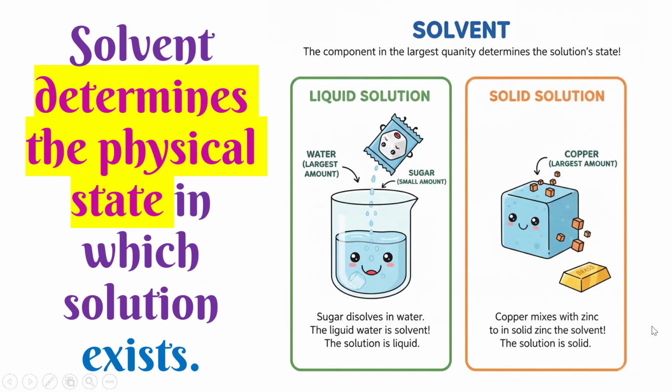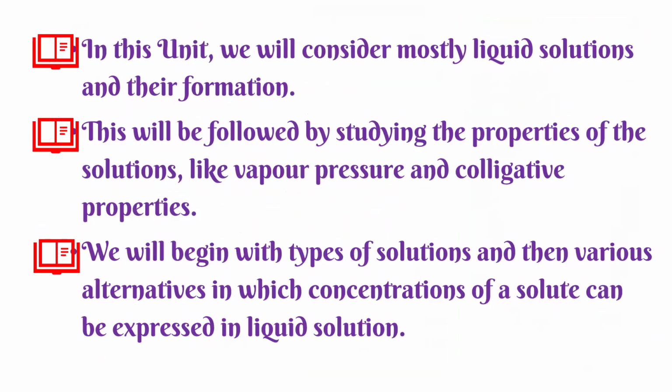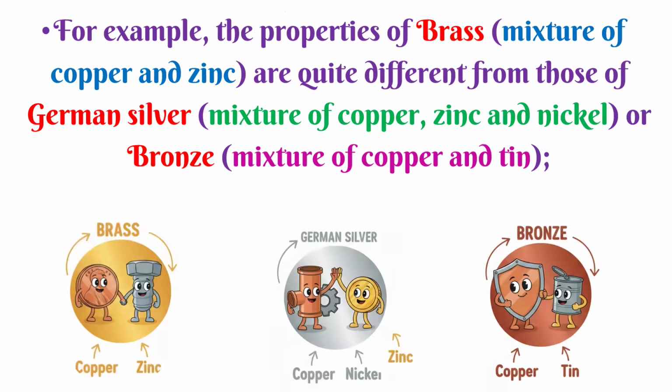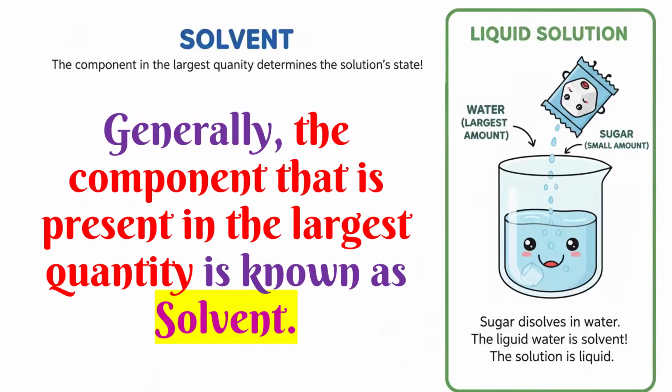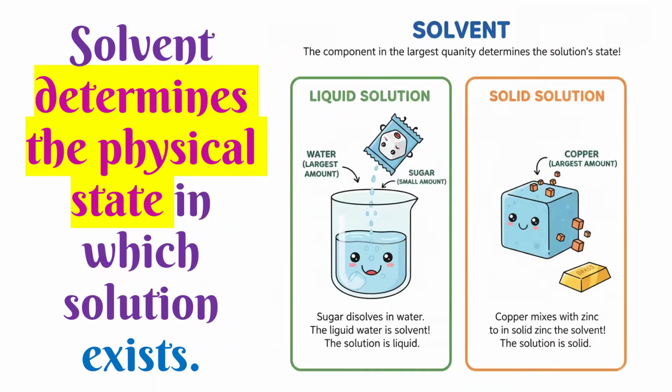Now, copper mixes with zinc. We studied this in brass. So here we saw brass, copper plus zinc. Here copper and zinc are both solid, and copper is more here. So the solvent we can see is copper.